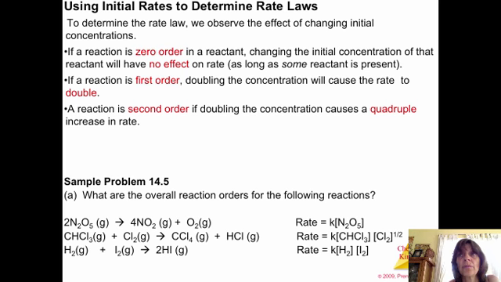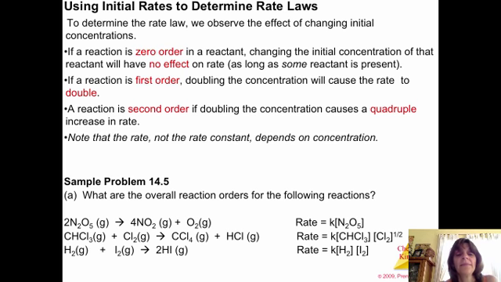So if you substitute a 2 in for those coefficients in the rate law, and if you double a concentration, then the rate would be quadrupled, so that doubling would be raised to the second power and you would get a quadruple rate. Note that it's the rate, not the rate constant, that depends on the concentration. That K value, that constant, stays the same no matter what happens as long as the temperature stays constant. We'll talk more about that later.